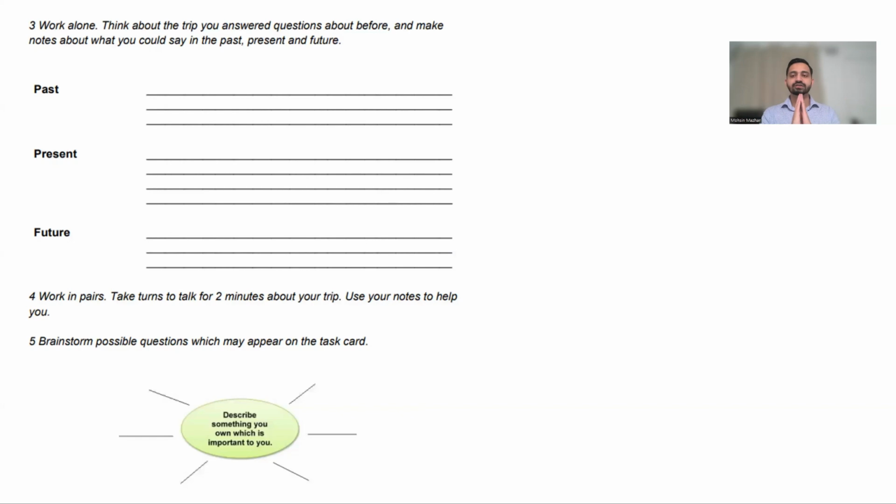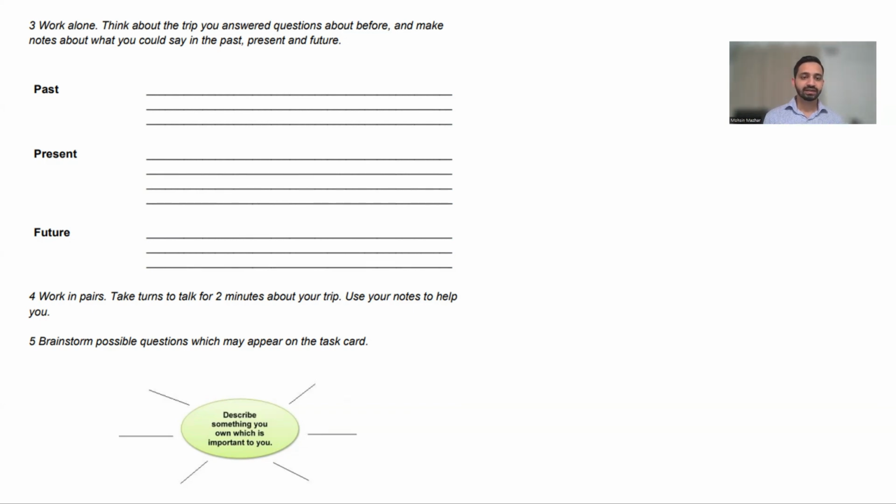Now, this activity is on your own. I want you to think of the response. Think about a trip you answered questions about before. You must have done that activity for yourself. Make notes about what you could say in past, present, and future, and what are the tenses you will use. Try to use the same structures that I just showed you. You can go back one screen and you can see those responses. Try to come up with those responses and check if the grammar makes sense.